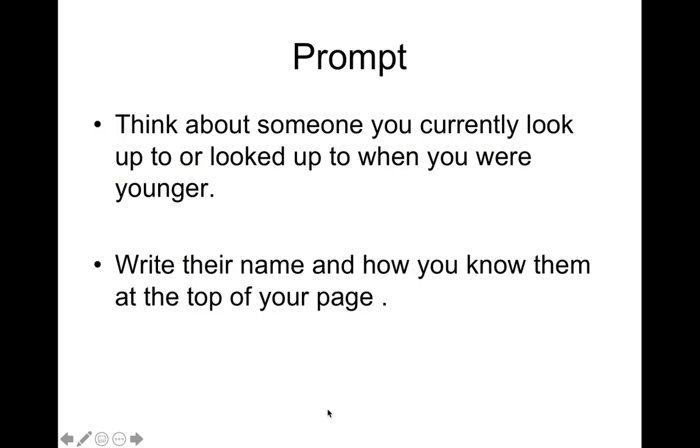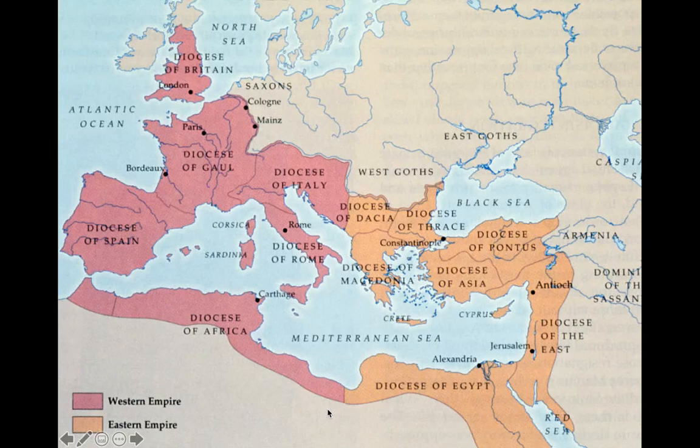All right, ladies and gentlemen, so we're going to start with a little prompt. I want you right now to think about someone you currently look up to, or you looked up to maybe when you were younger. You don't necessarily have to write their name down like it says, but just think about them right now in your head. And what I want you to think about is, why did you look up to them? Why were they cool to you, or why did you think they were great? And I want you then to put that idea onto this map that we see of the Roman Empire.